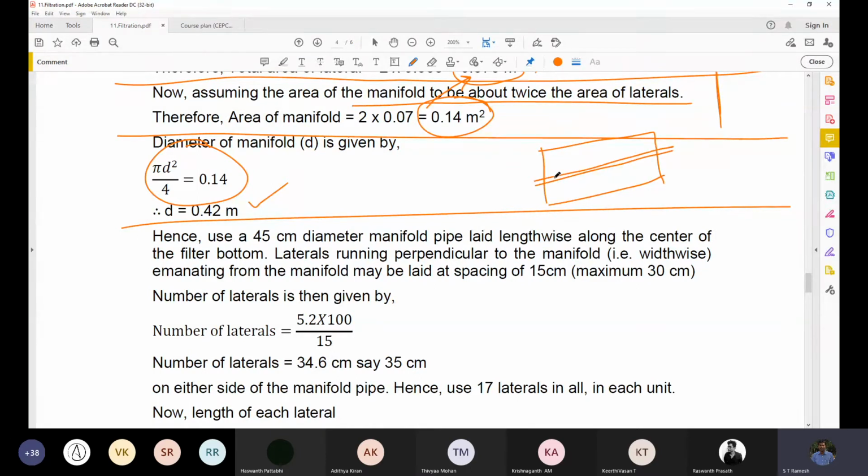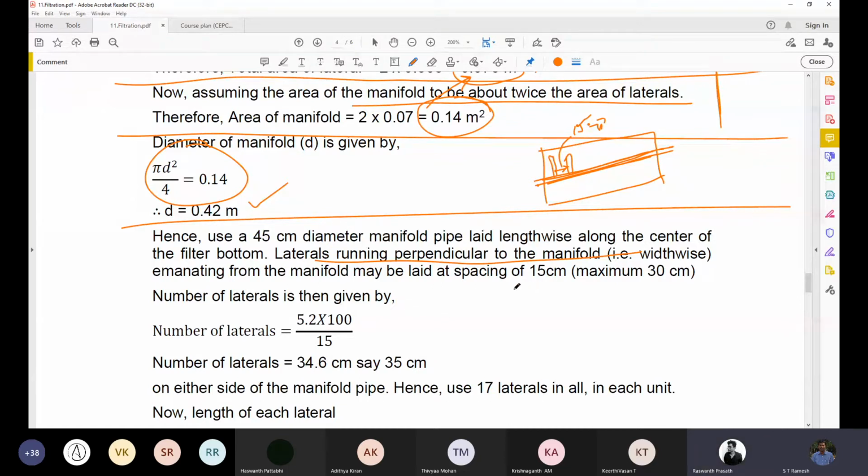Is it okay? And you can also plan the laterals like this, perpendicular to the manifold and emanating from it. The laterals run widthwise, perpendicular to the manifold, and may be laid at a spacing of 15 centimeter. Yes, sir. This is important, 15 centimeter. The central manifold pipe is in the lengthwise direction, and you can plan laterals on both sides of the manifold, with spacing of about 15 centimeter.